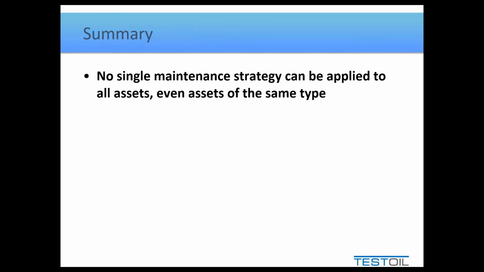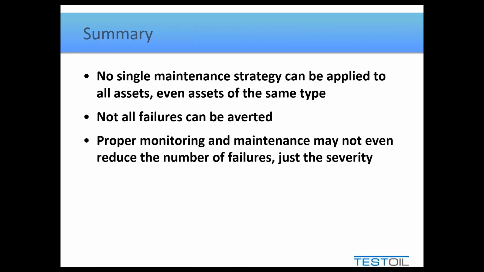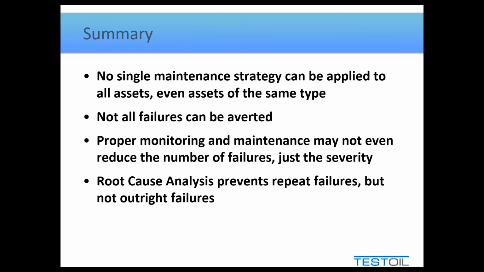So to summarize the entire presentation, just understand that no single maintenance strategy is the best one to apply to all assets, right? It's better to apply a balance, even if they're assets of the same type. You might go, look, that one's reliable, this one isn't. We're going to do two different things here. Also understand you're never going to avert all the failures. What you're hoping to do is not necessarily reduce the number of failures, but at least reduce the severity of the failures, so the failures are less intrusive and costly to you. RCA will be the key at preventing the repeat failures, but it doesn't, again, always necessarily remove the failure completely. It just means it won't fail the same way twice.